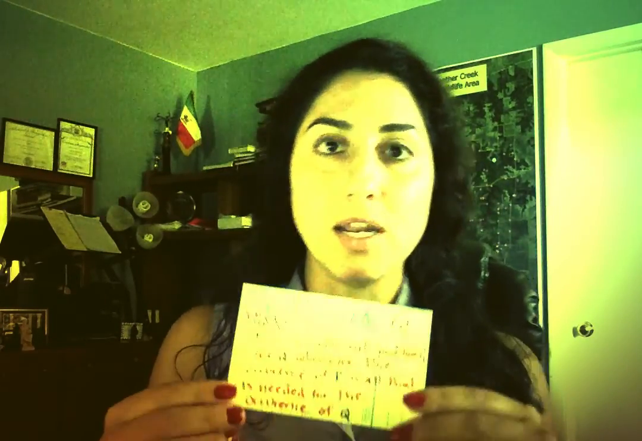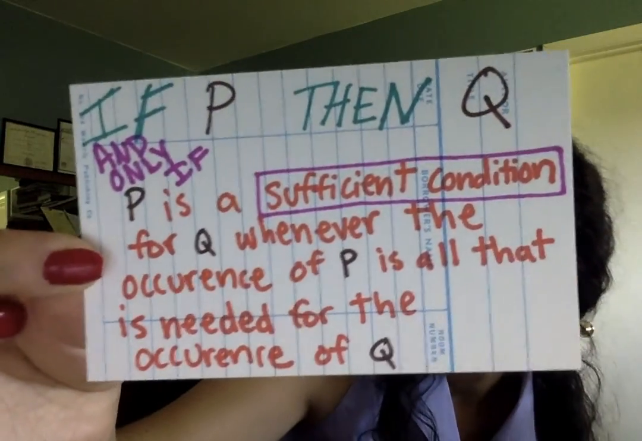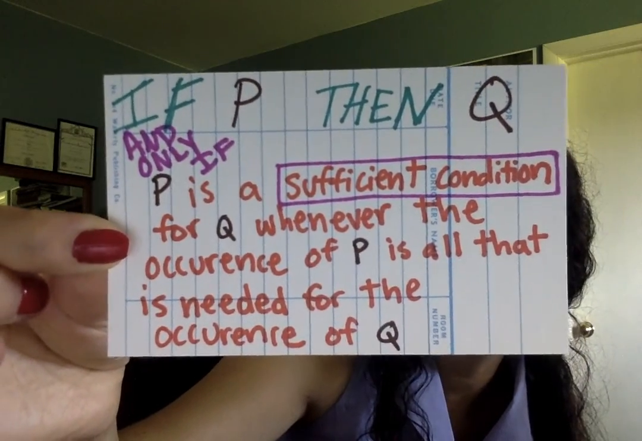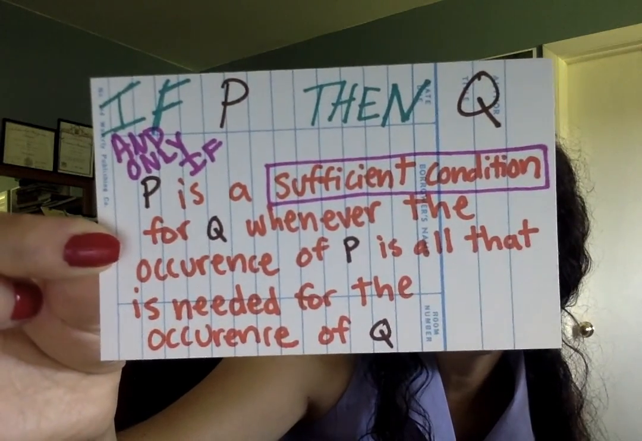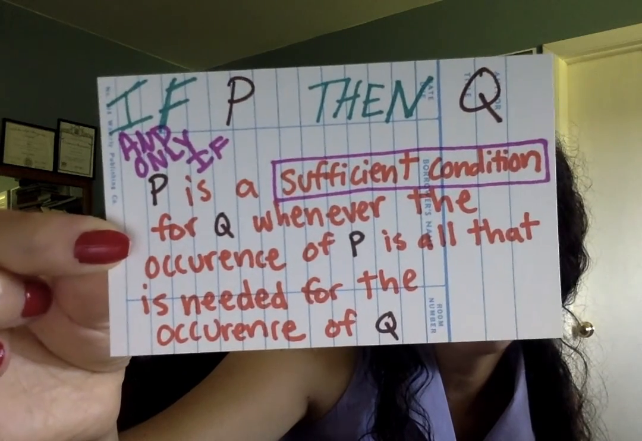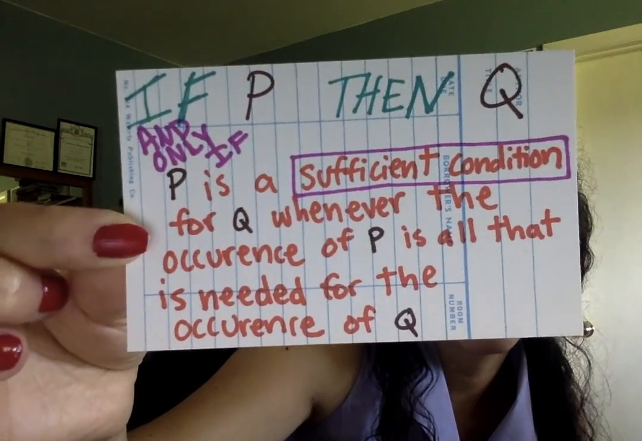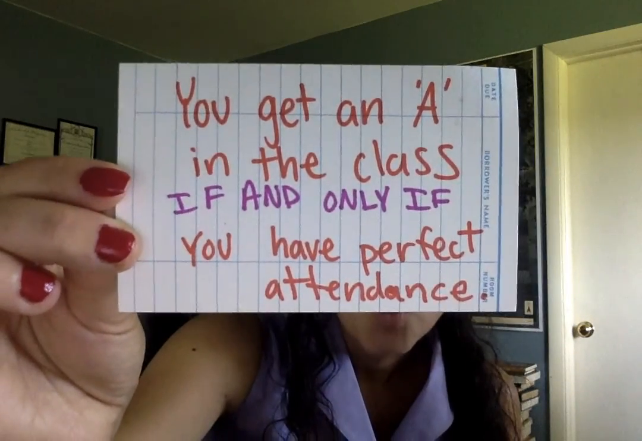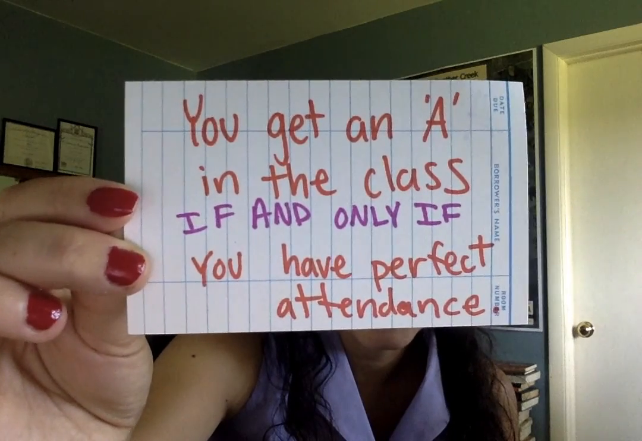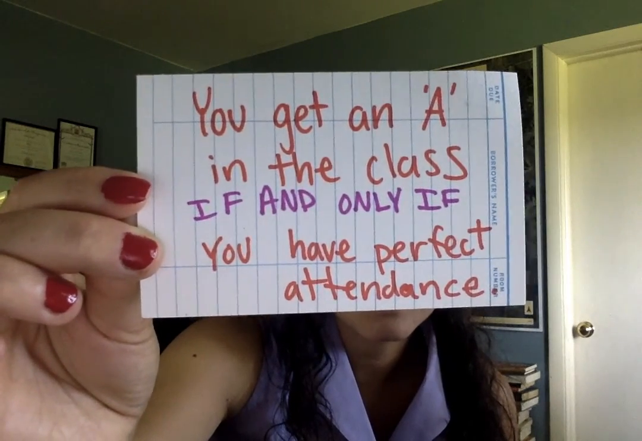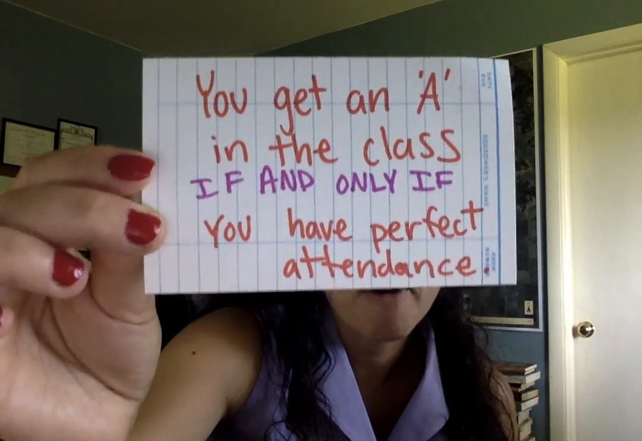Now, let's go to that stronger version that gives us more information, the sufficient condition. When we're talking about if and only if, we're talking about the sufficient condition. And it looks like this: P is a sufficient condition for Q whenever the occurrence of P is all that is needed for the occurrence of Q. So in the example we've been using, all that is needed for you to get an A is that you satisfy that condition of having perfect attendance.